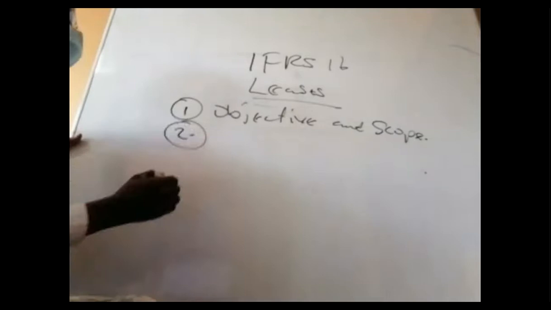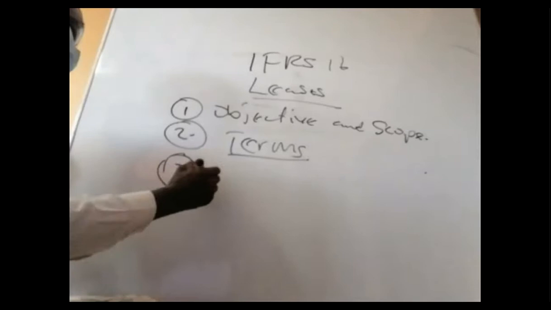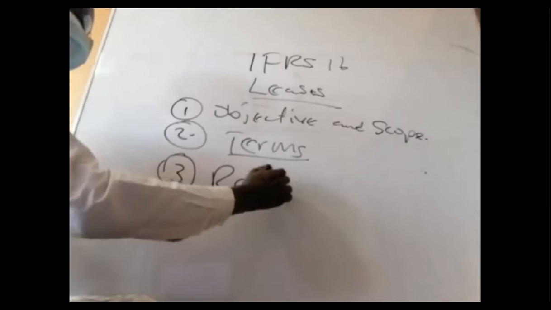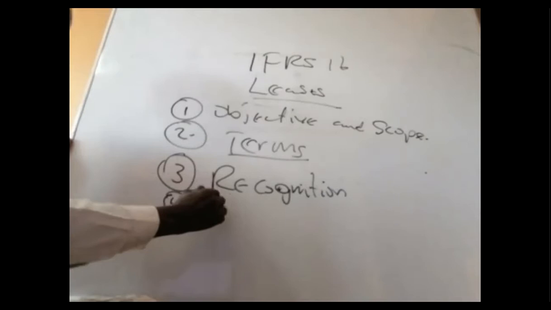Number two, some terms. I don't normally define them now, because if I define them now, when I reach their respective positions, I have to define them again. Each and every standard comes with some specific terms that we should know. And then we go to recognition and measurements. But here we have three issues: recognition, measurement and presentation.